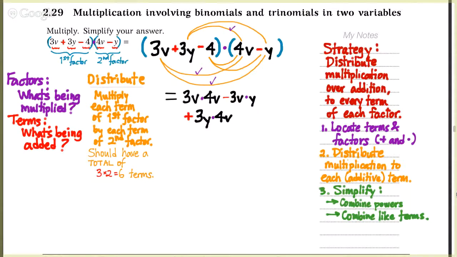Next, we'll multiply the 3y from the first factor by the 4v from the second factor. We'll multiply the 3y from the first factor by the minus y from the second factor. So now I've taken care of everything that the 3y needs to multiply.